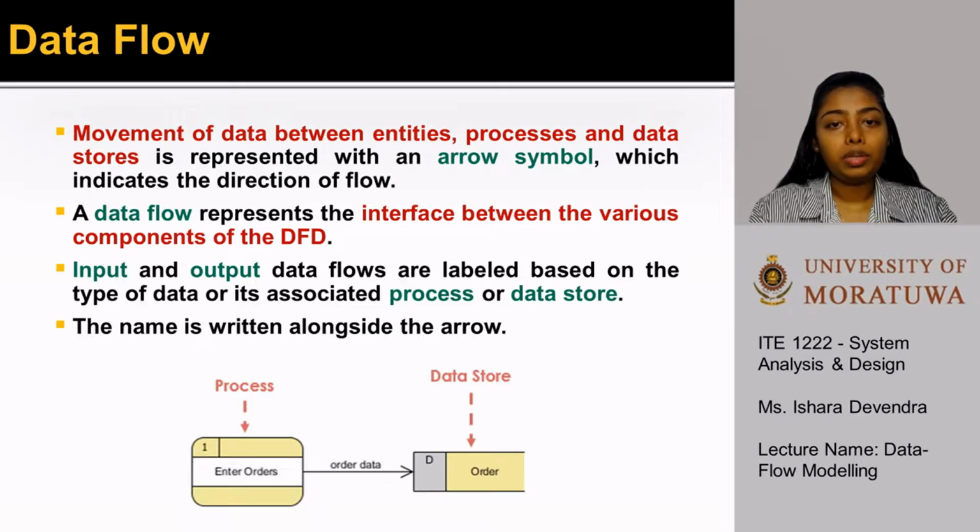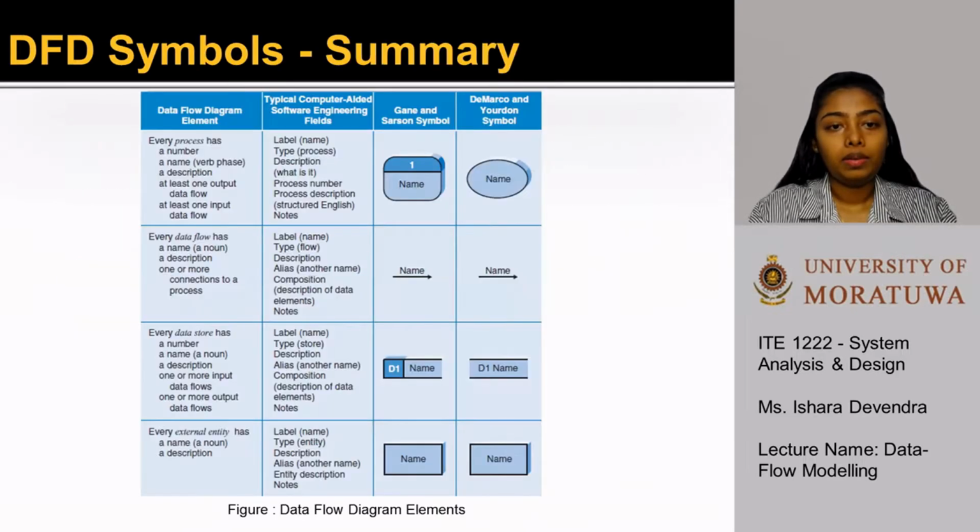In this image, you can see how to represent a data flow. There is a process and a data store, and the movement of the data between process and data store is shown by the arrow. The name is written alongside the arrow as order data. So this is how we can represent the data flow in a data flow diagram.